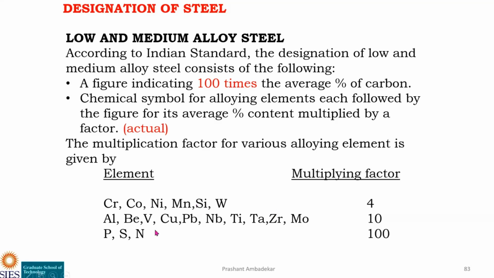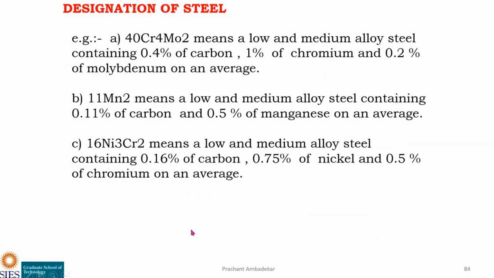Low and medium alloy steel is written by multiplying the average content by some multiplying factor. So you will have to remember the multiplying factor for these elements. For example, if zirconium or molybdenum is coming in the designation, then you will have to remember that for these elements the multiplication factor is 10. Either you can remember these, and then remaining will be 10, or whichever way you want to remember it. I think this is available in the design data book also, so no need to remember. But yes, you should know what the designation is.